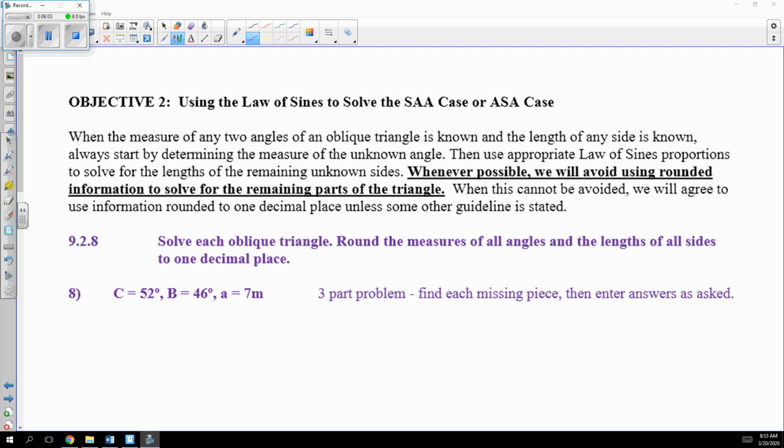Okay, I do want you to pay attention to this note right here that says whenever possible, we're going to avoid using rounded information. So be careful about that. I try to use that answer key on your calculator as much as possible. Remember that the answer key on your calculator looks like the negative sign in parentheses. It's at the bottom and it's next to your enter key, and it has a little ANS above it. I'll try to use that as often as I can, and sometimes in a problem I'm going to write ANS, which means that I'm just taking the answer that's already in my calculator.